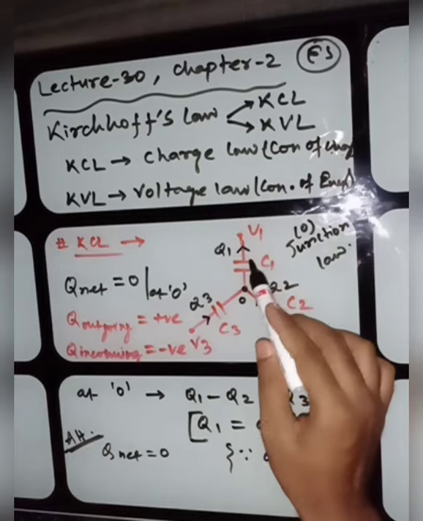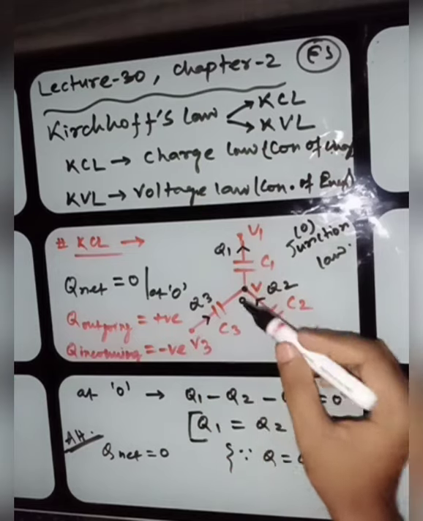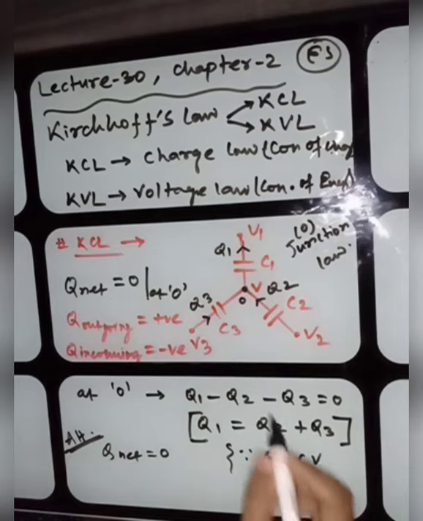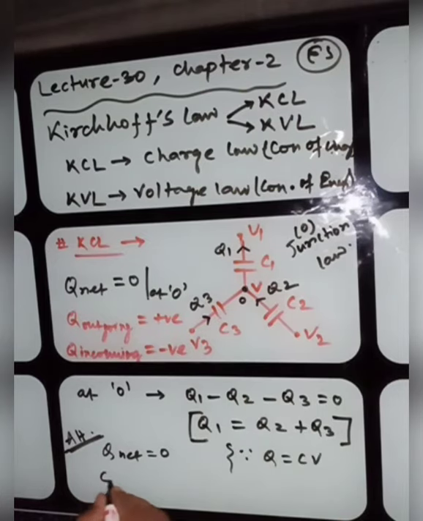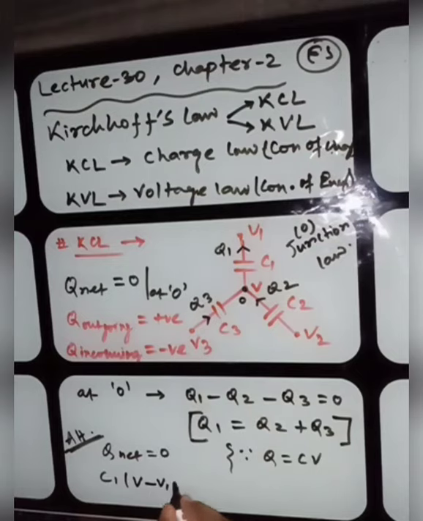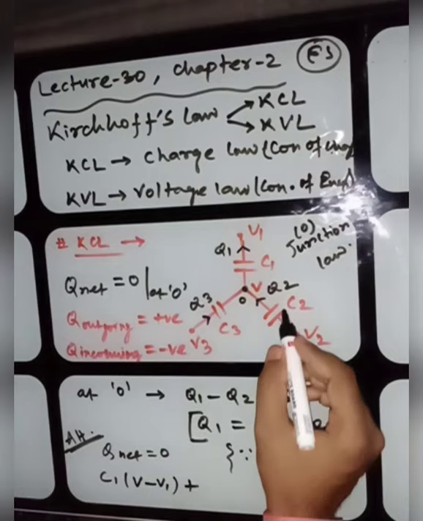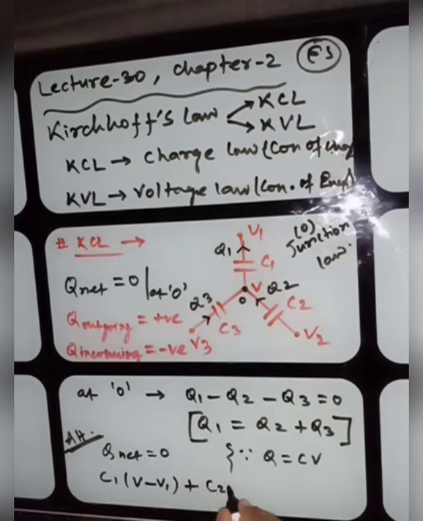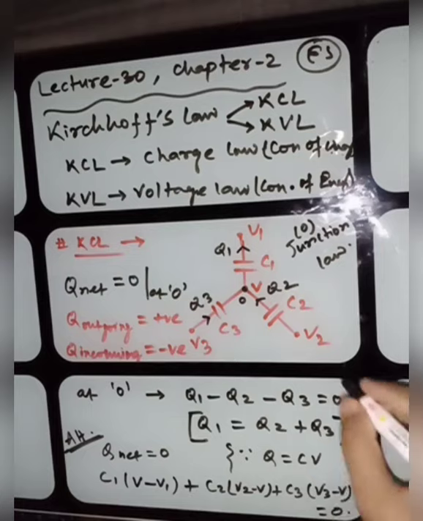So what will be the charge over here? Q1 can be written as C into V, and what is C? It is C1. So C1 and V, that is the potential difference. Potential V is greater because charge is going from here. So C1 into (V minus V1), plus for this capacitor you can write C2, high potential V2, so C2 into (V2 minus V), plus C3 into (V3 minus V), equals how much? 0.